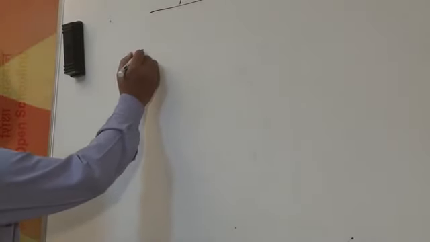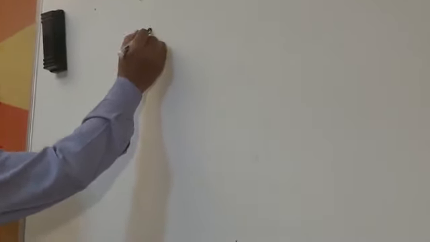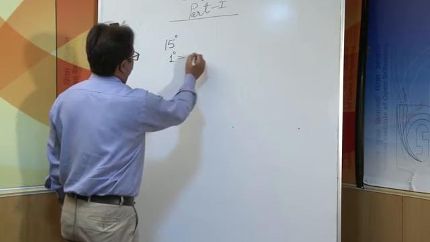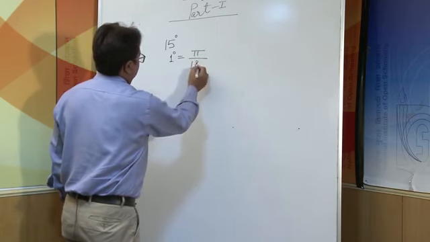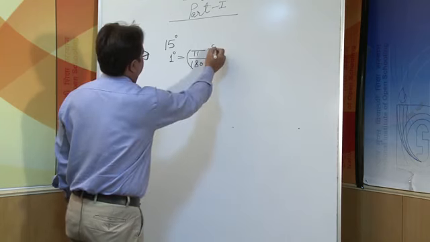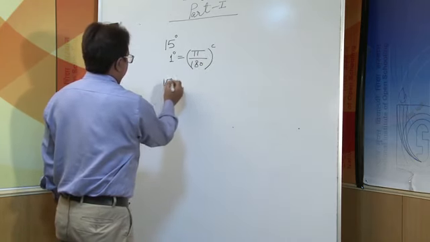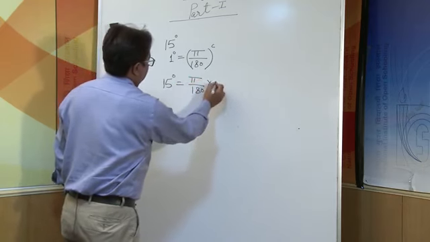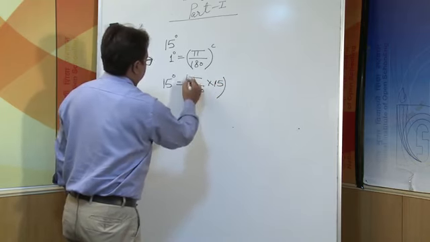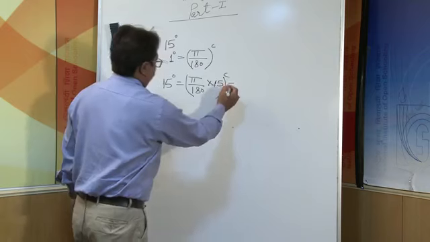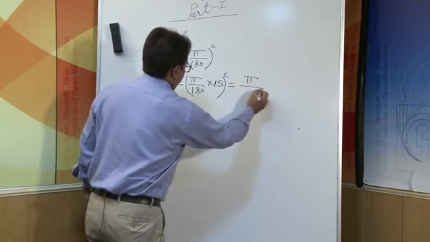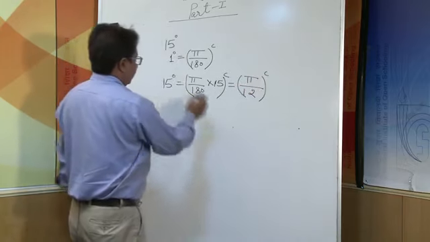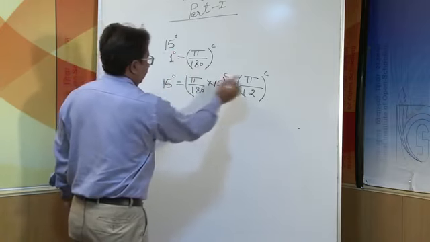Now, suppose we have to convert 15 degree into radians. We know that 1 degree was equal to pi upon 180 radians. So, now 15 degree will be equal to pi upon 180 into 15 radians, equal to pi upon 12 radians.